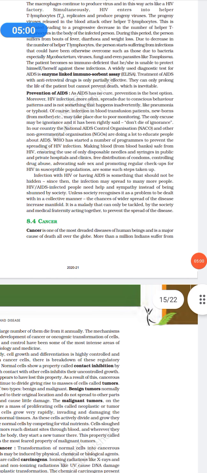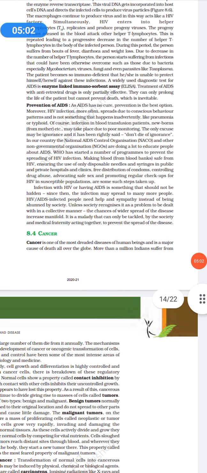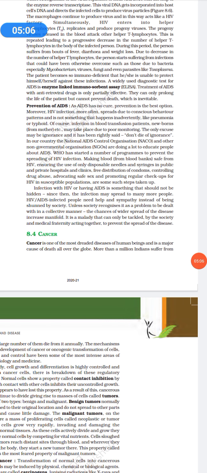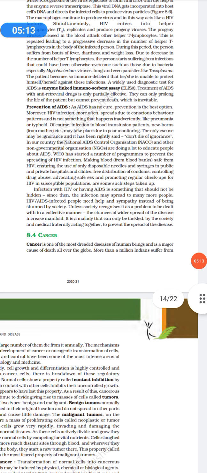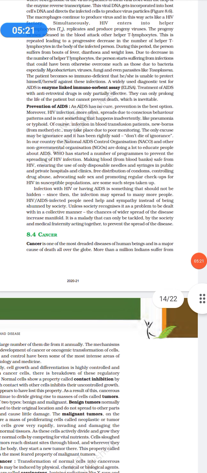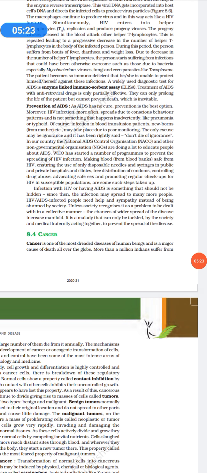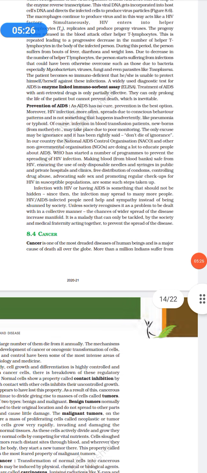Moreover, HIV infection more often spreads due to conscious behavior patterns and is not something that happens inadvertently, like pneumonia or typhoid. Infections in blood transfusion patients, newborns, etc., may take place due to poor monitoring. The only excuse may be ignorance, and it has been rightly said, don't die of ignorance.